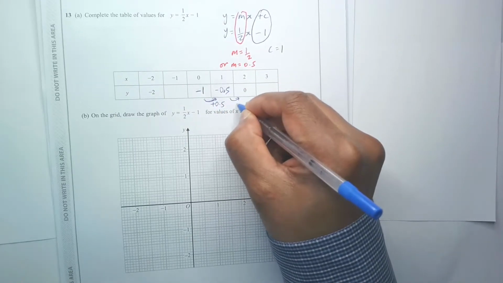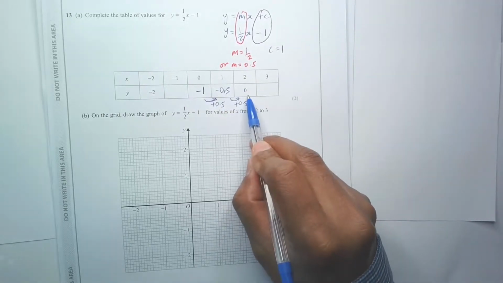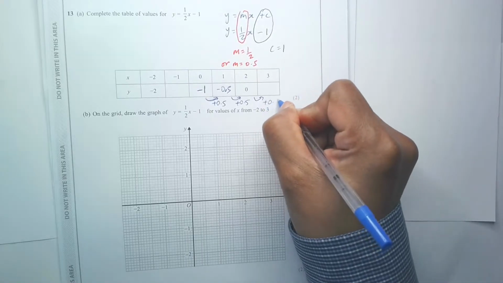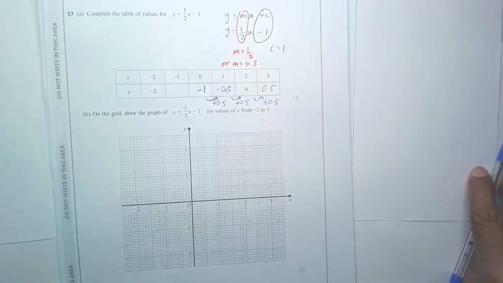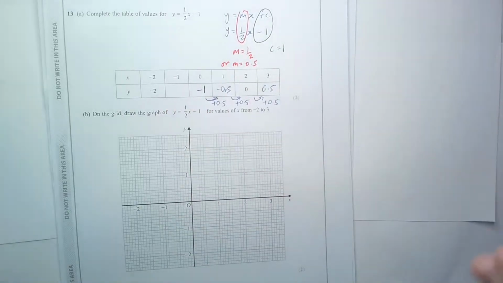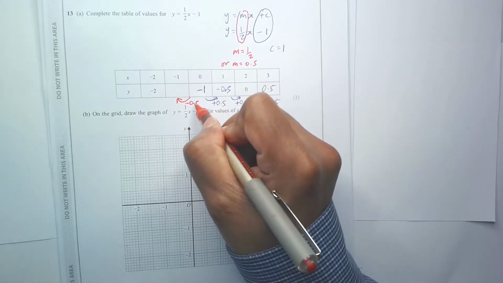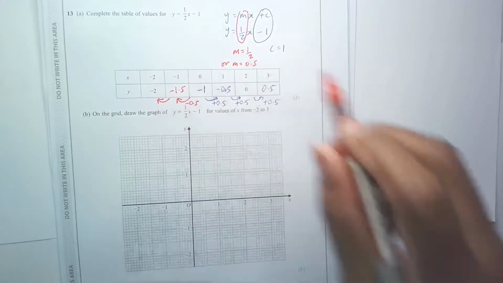Does it fit the pattern? Plus 0.5, minus 0.5 plus 0.5 is 0, so it does fit the pattern. And then plus 0.5 gives me 0.5 here. And if I go backwards, I'm taking away half. So it's minus 0.5. This is minus 1.5. And then that does also work out.